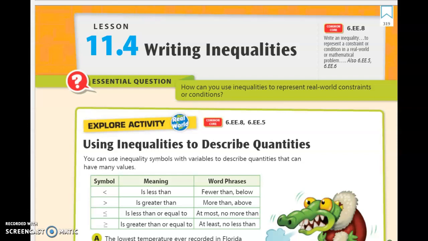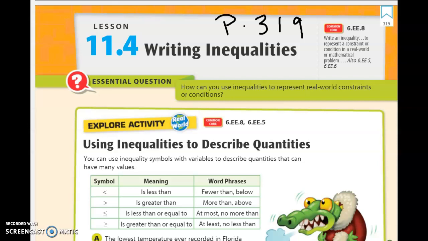Hey everyone, this is lesson 11.4. We are on page 319 in your textbook. This lesson is about writing inequalities. The essential question says, how can you use inequalities to represent real-world constraints or conditions?